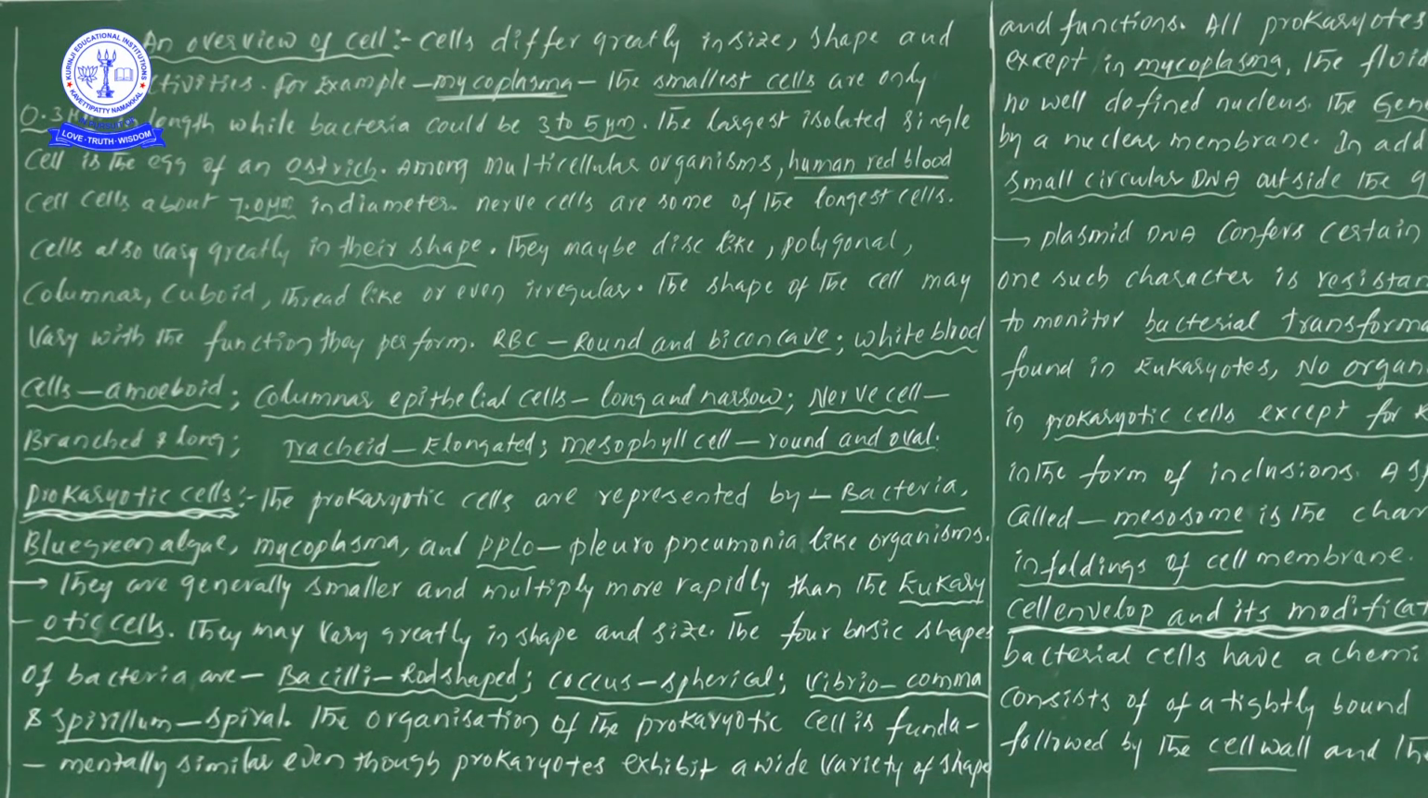In this video, what information are we learning now? Cells differ greatly in size, shape and activities. When cells differ greatly from the point of view of size, shape and activities, we will be differentiating them.